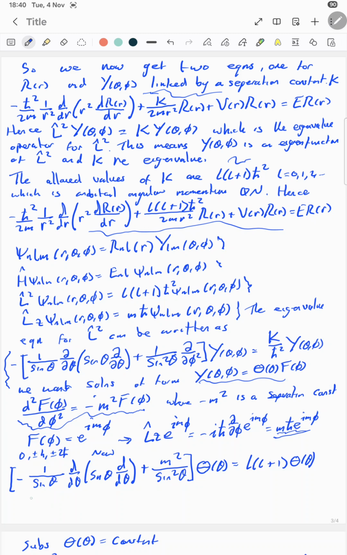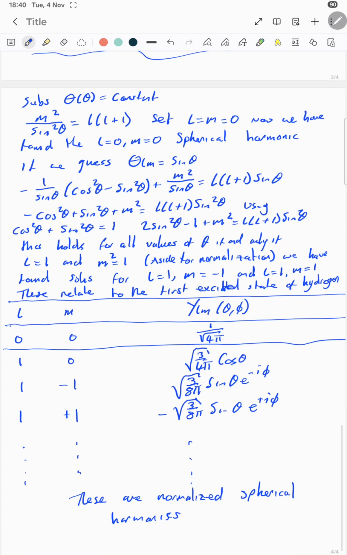Now we will have this form when it comes to the spherical harmonics, because it's in terms of phi and theta. In fact, there are only the phi terms left here, the constants, and we substitute this as a constant. We will get m squared over sine squared theta, which equals L times L plus 1. And we set L equals m equals 0. And now we have found, for L equals 0 and m equals 0, the spherical harmonic, which gives this as sine theta.